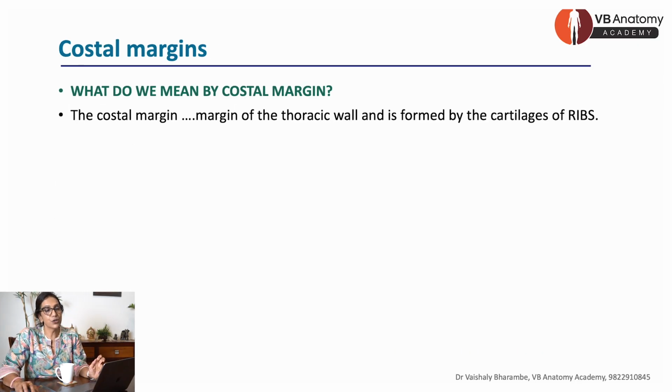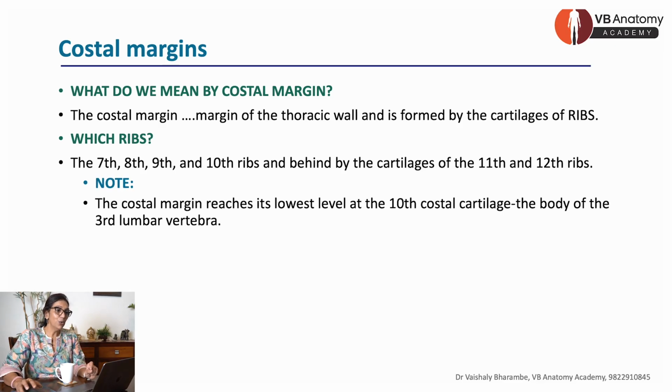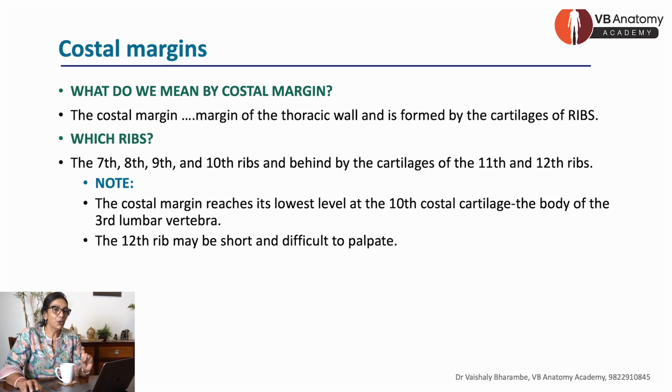So with that, we come to costal margin. What do you mean by costal margin? Which ribs are we talking about? Are we talking about all ribs? No. We're talking specifically about 7th, 8th, 9th, 10th ribs, and of course, behind 11th and 12th. Please note here that the lowest level of the costal margin is your 10th rib, which will correspond to the body of the third lumbar vertebra. And always remember the 12th rib may be short and difficult to palpate many times. So that's what you should remember about costal margin.